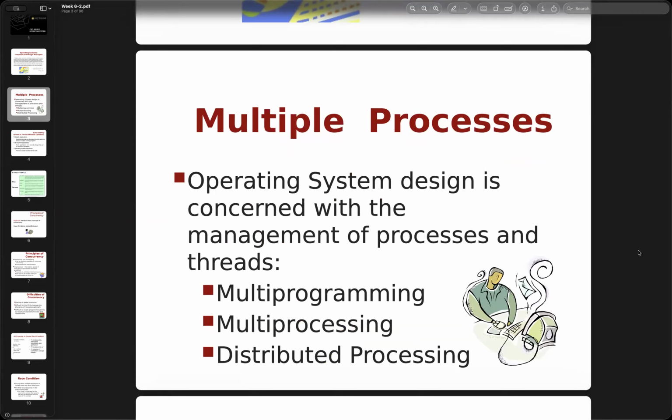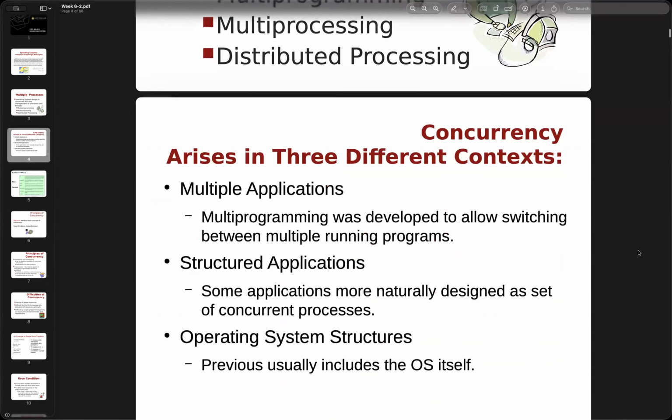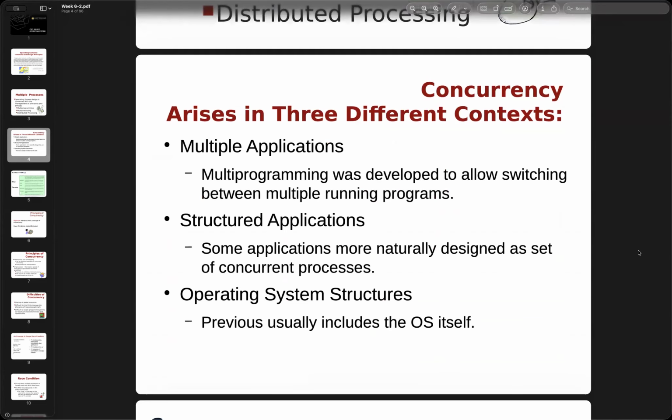We did discuss what multi-programming is. Sometimes we talk about multi-processing, and also multi-threading, which is kind of similar. And how about distributed processing? We are going to cover all of this. When we talk about multiple processes, multi-programming, and multi-processing, here is what we will need to discuss: concurrency.